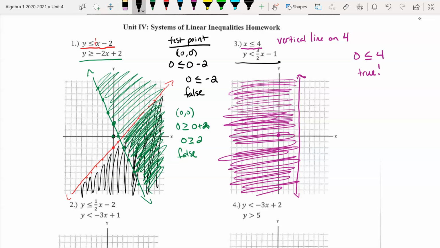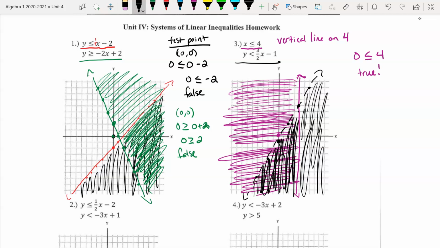Next line, we'll start at -1, which is right here. I'm going to go up 3, right 2, up 3, right 2, up 3, right 2, or I can go down 3, left 2. This is going to be a dashed line though this time, because it's just less than. Now less than, intuition tells me I would shade below. So again, this part's going to be really dark, but you still need to shade everything else. Okay?